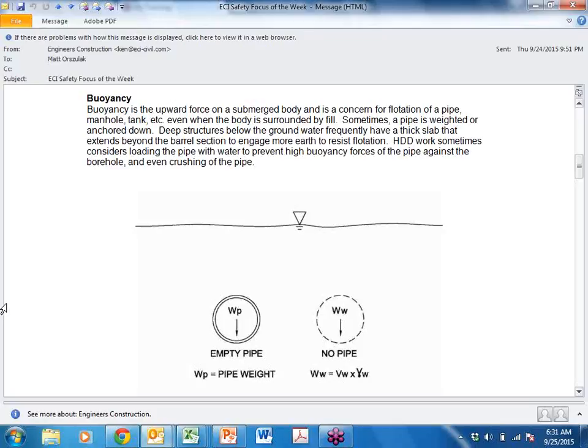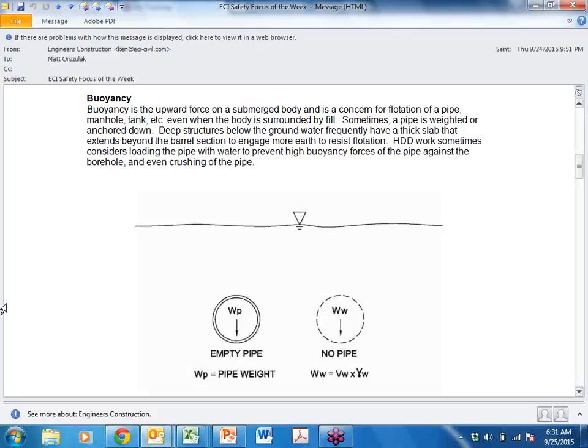Sometimes the pipe is weighted down or anchored down, and deep structures below groundwater frequently have a thickened slab that maybe extends beyond the structure, but not beyond the barrel sections, to engage more earth to resist that flotation. And horizontal directional drilling work sometimes considers the loading of the pipe with water to prevent high buoyancy forces of the pipe against the borehole and possibly crushing of the pipe.